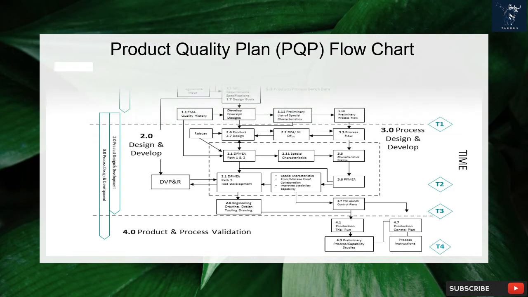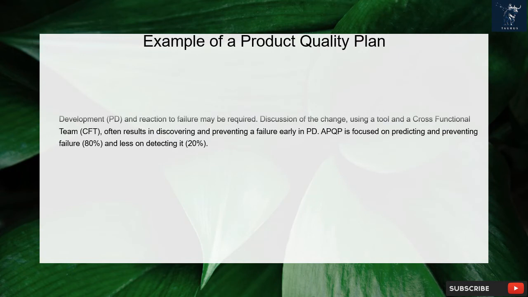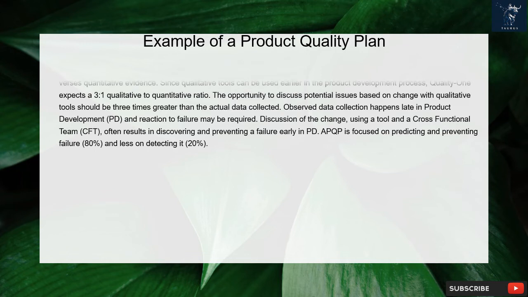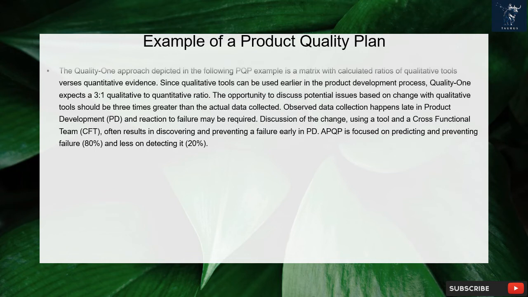Product Quality Plan (PQP) Flowchart. Example of a product quality plan. The Quality 1 approach depicted in the following PQP example is a matrix with calculated ratios of qualitative tools versus quantitative evidence. Since qualitative tools can be used earlier in the product development process, Quality 1 expects a 3-to-1 qualitative to quantitative ratio. The opportunity to discuss potential issues based on change with qualitative tools should be 3 times greater than the actual data collected.